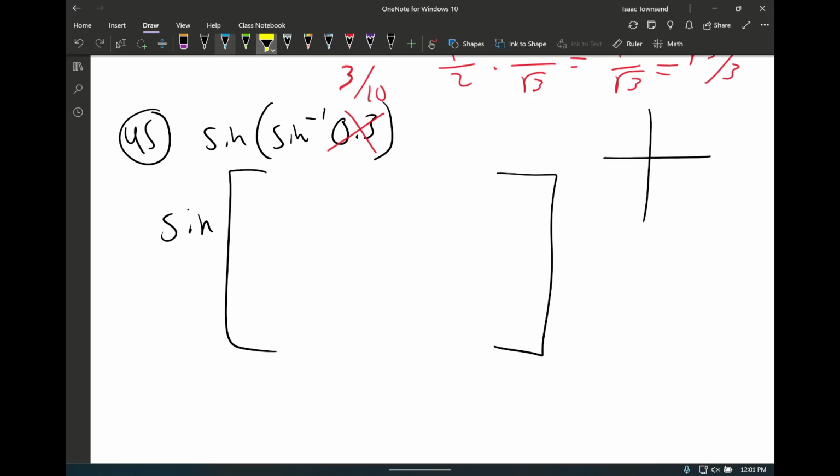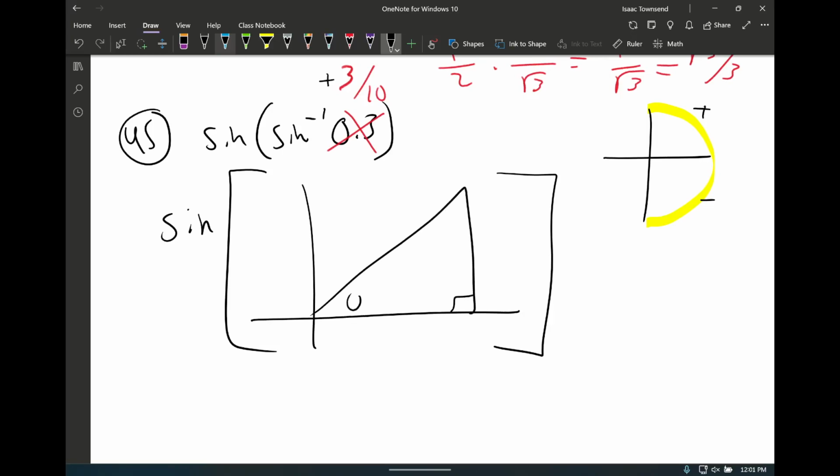Inverse sine needs to be in quadrants 1 or 4 because that's the only quadrants the inverse sine cares about. We're going to draw our triangle in quadrant 1 if it's something positive, quadrant 4 if it's something negative, because in quadrant 1 sine values are positive, quadrant 4 sine values are negative. Okay, and then sine is opposite over hypotenuse.